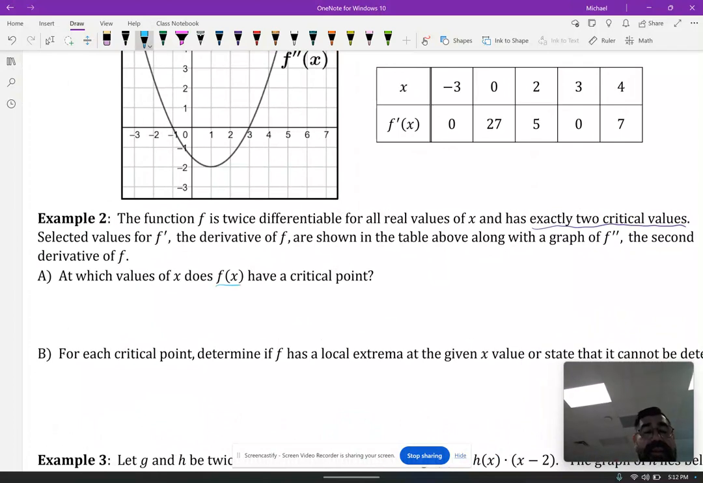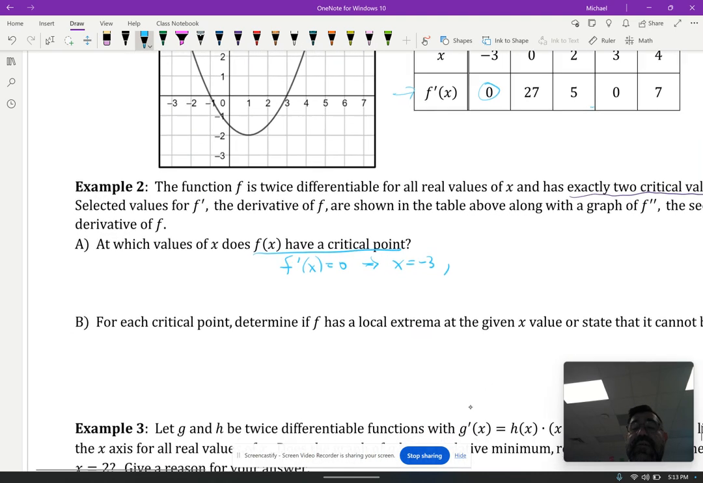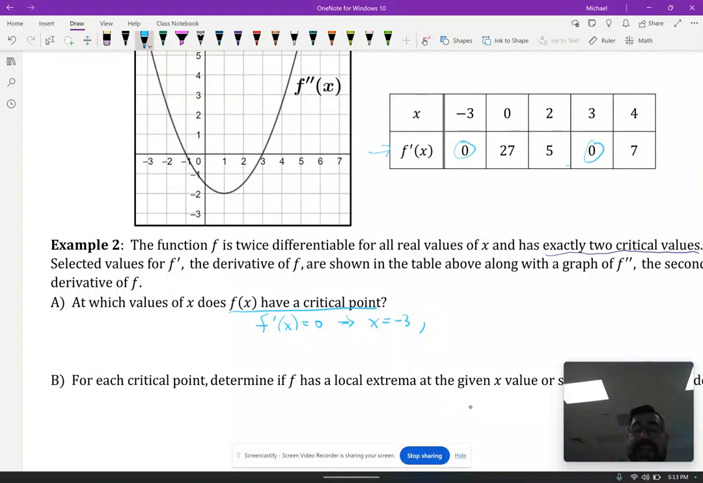Well, this means I need to know where f prime is equal to 0 or undefined. And that happens at x equals -3 and x equals +3. So where's the first derivative equal to 0? Oh, at x equals -3. The first derivative is equal to 0. Oh, at +3. I found my critical values.